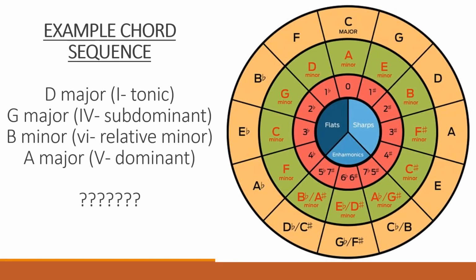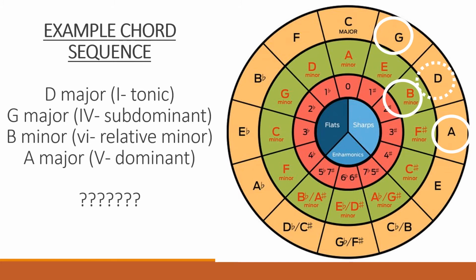So for those of you who want to know the names of these keys, each key has a particular name. So if I chose my home key as D major, remember we call it the tonic. G major in this case, because it's to the left of D, is actually our subdominant. B minor, opposite, remember it's across the street. B minor is our relative minor, and A major, just to the right, is our dominant.